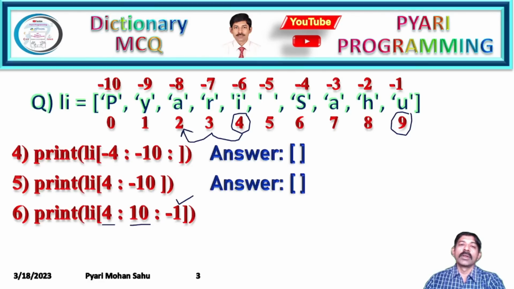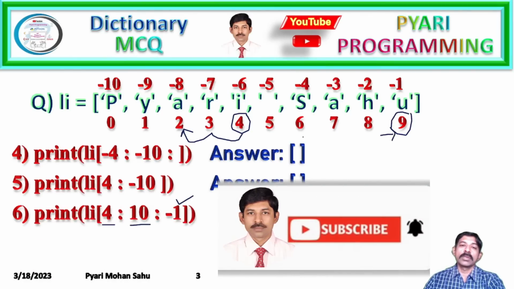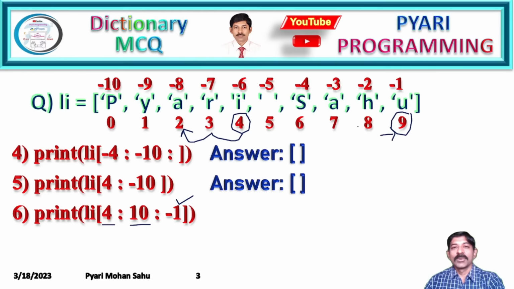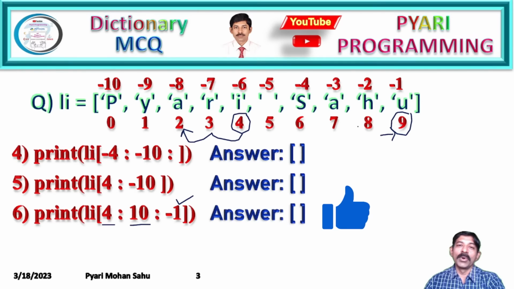I am going in a reverse direction, but I have to reach 9. I am never going to reach 9 because I am moving in a left direction, but my stopping condition is in the right direction. So that's why again the output is an empty square bracket.